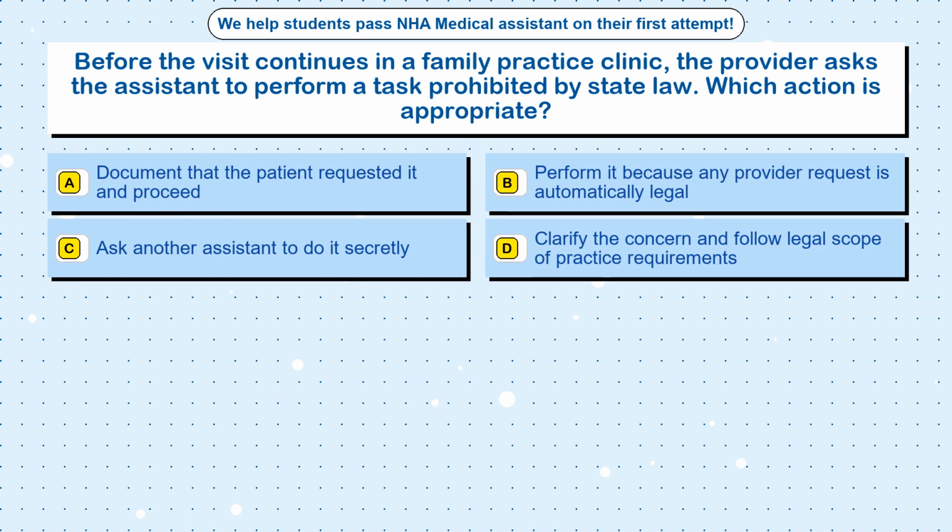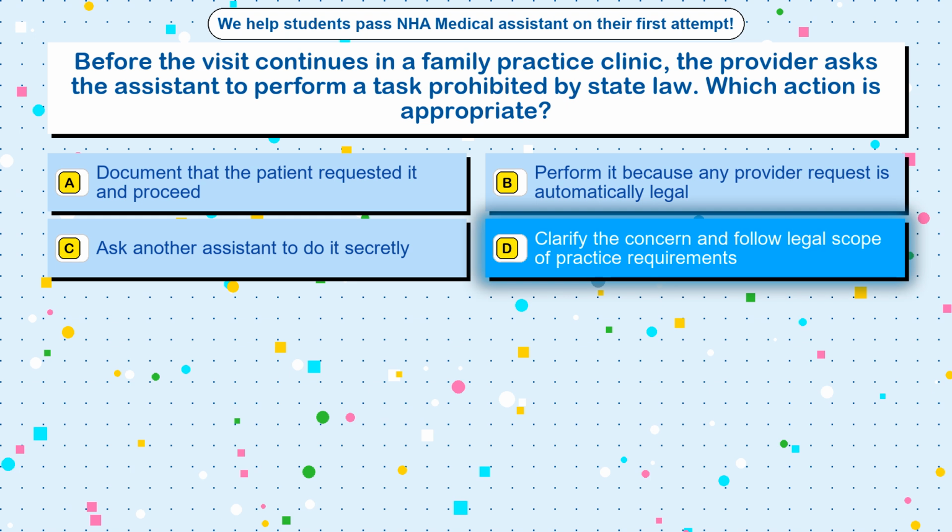Question 30. Before the visit continues in a family practice clinic, the provider asks the assistant to perform a task prohibited by state law. Which action is appropriate? Option A, document that the patient requested it and proceed. Option B, perform it because any provider request is automatically legal. Option C, ask another assistant to do it secretly. Option D, clarify the concern and follow legal scope of practice requirements.